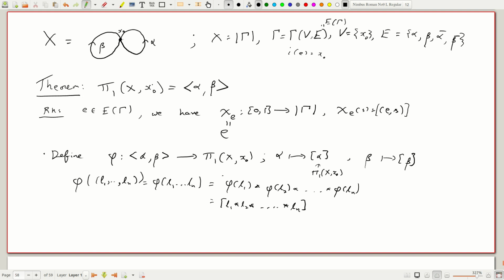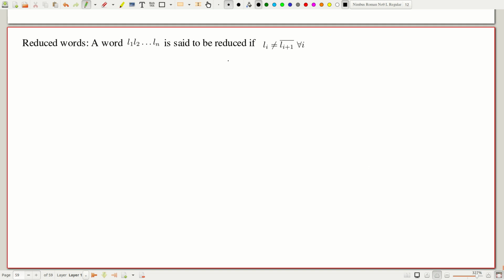Okay, so we introduce an important concept on words. In the free group, a word is said to be reduced if no two adjacent letters are inverses of each other. An example of a word that is not reduced is alpha beta, beta bar, alpha bar, alpha beta. This is not reduced for several reasons. I've deliberately taken such a word. These two are inverses of each other, and these two are inverses of each other. So it's not reduced.